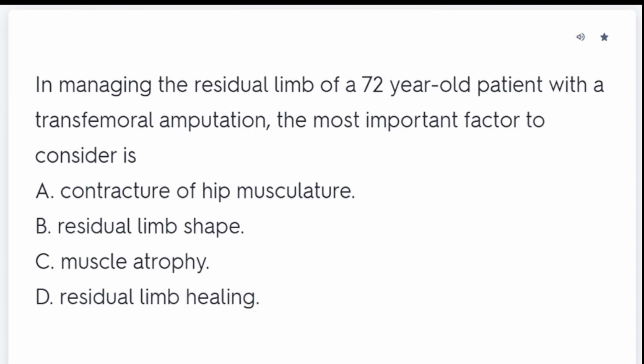In managing the residual limb of a 72-year-old patient with a transfemoral amputation, the most important factor to consider is A. Contracture of hip musculature. B. Residual limb shape. C. Muscle atrophy. D. Residual limb healing.